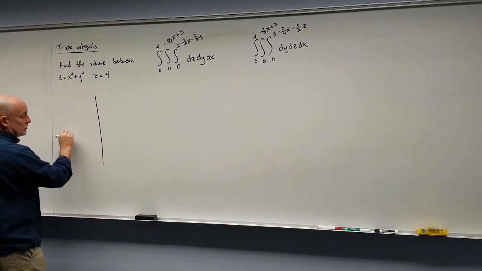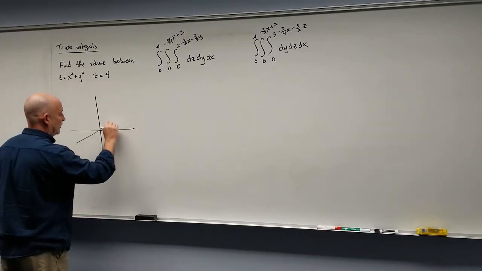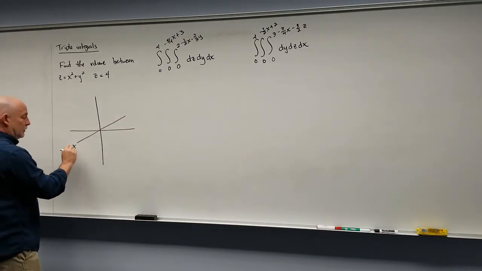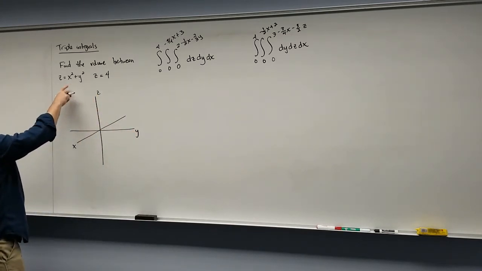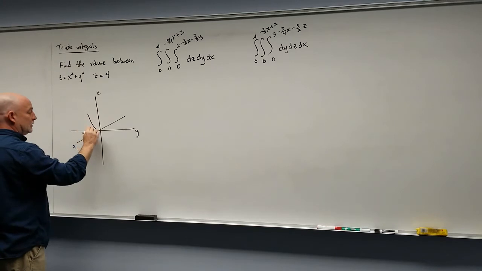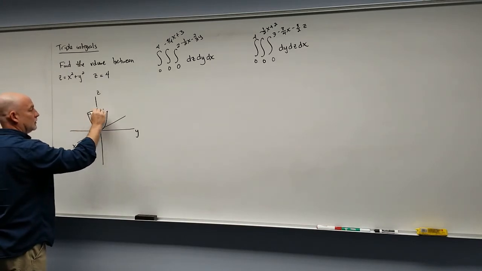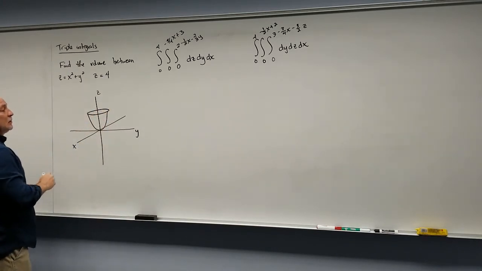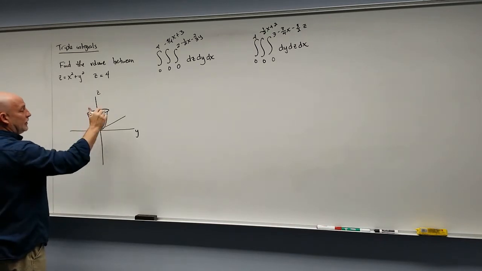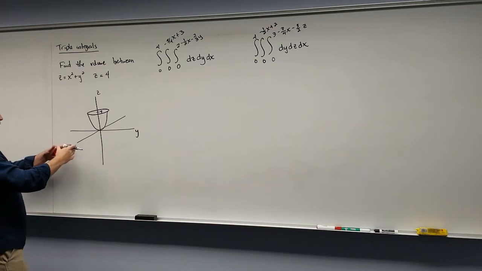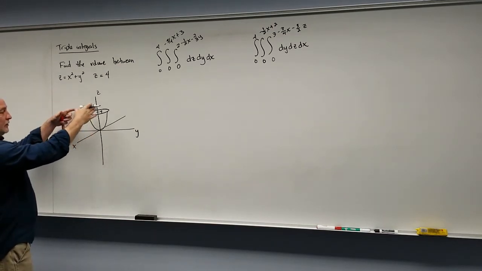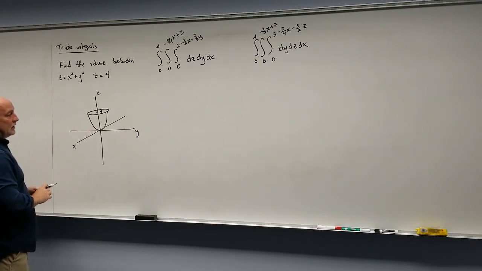So let's start out. Here's our 3D world. Our first surface is just our paraboloid, which looks something like that. And z equals 4 is a plane up here. So really what we're talking about is kind of a bowl with a top on it. So what is the volume of that spot?